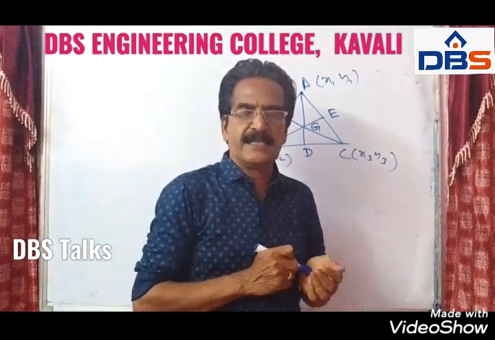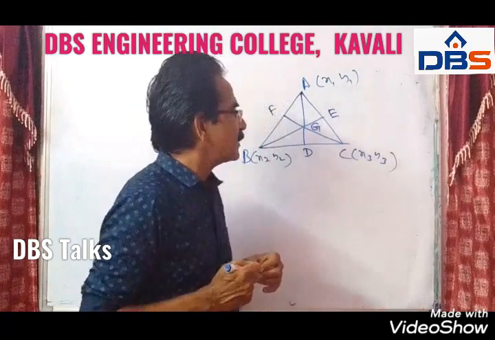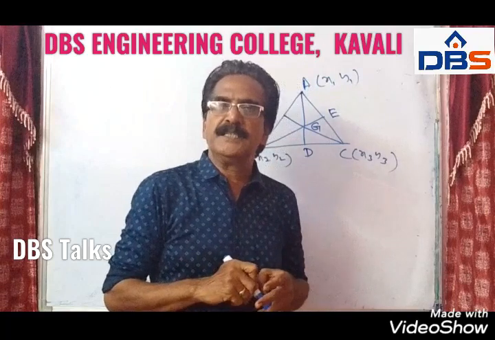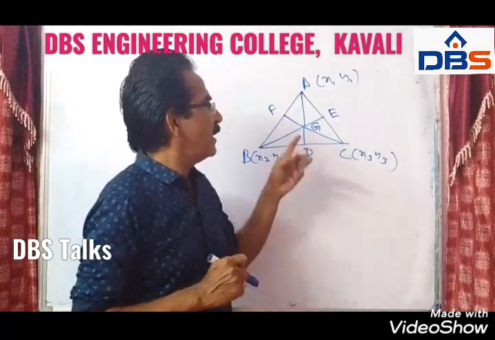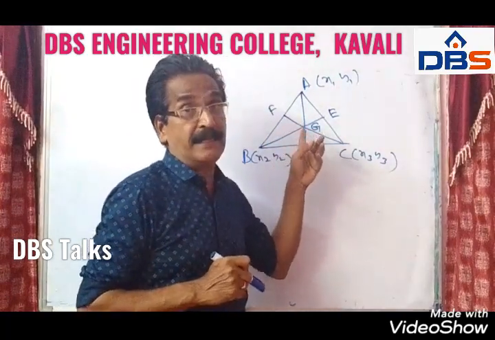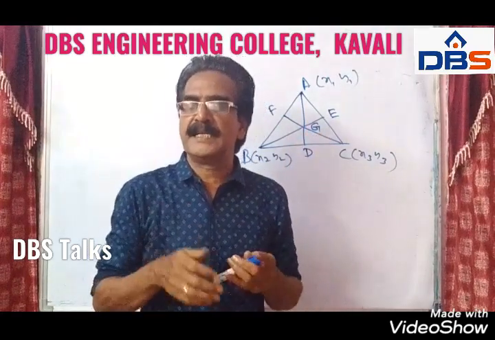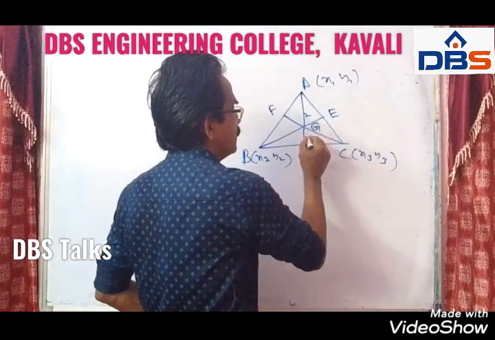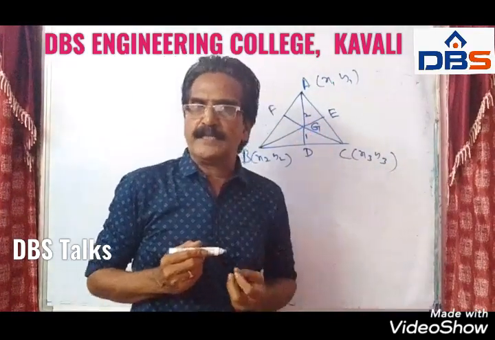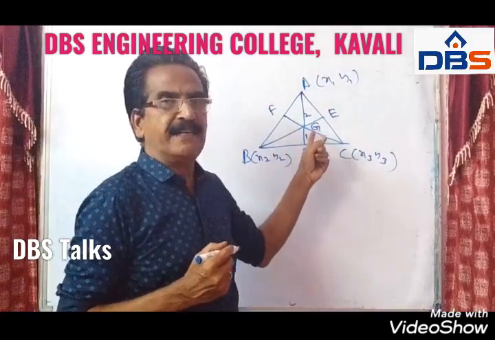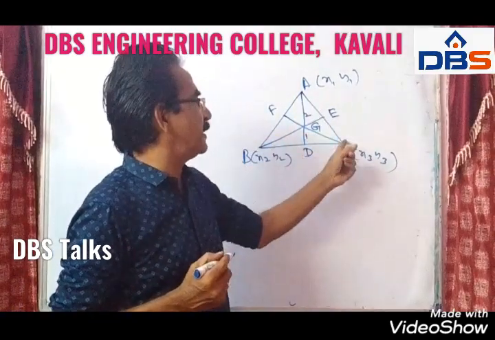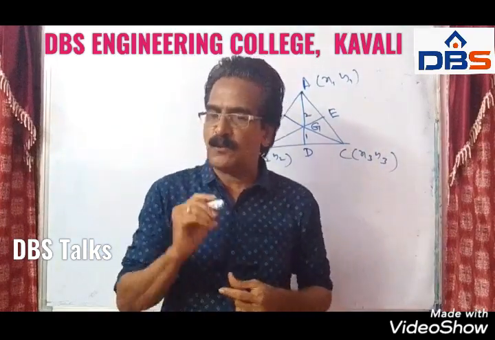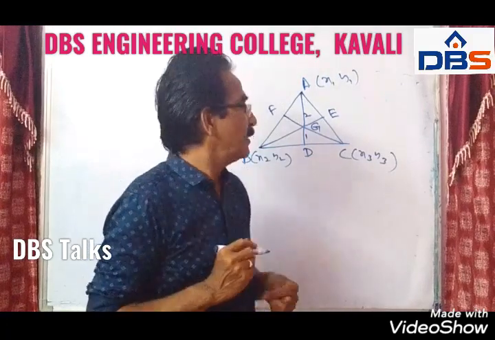The most important thing about a centroid is that it divides any median in the ratio 2:1. Of course, you might know this. The centroid divides any median, this median or this median or this median, in the ratio 2:1. That is one more point.